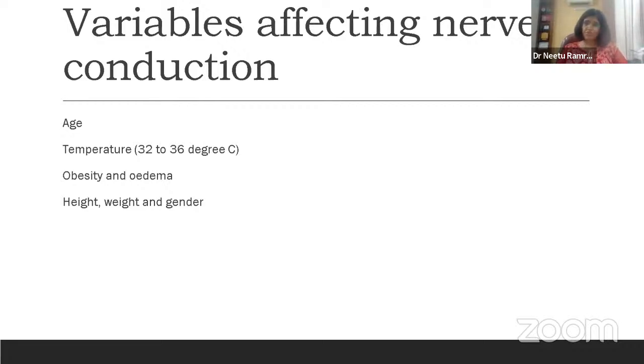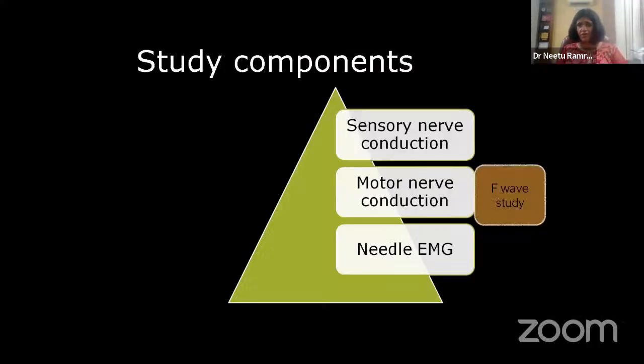There are certain technical pitfalls whenever we are doing the study. People who are very obese, patients who have a lot of edema, those patients can be confounding factors when we are doing the nerve conduction study. Also, the height, the weight, and the gender affect these studies. So there are three major components when we do these studies, which is relevant to this talk.